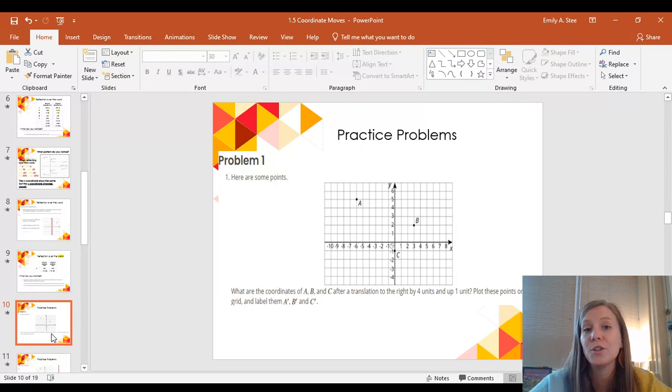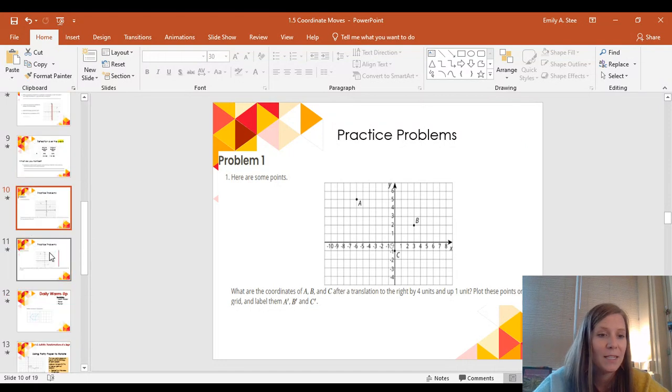Here are your two practice activities that you are going to do by yourself today. When you are ready for these, please raise your hand and Mrs. Stee will bring you the practice problems. Practice problem 1 will be, you have 3 points, A, B, and C, and you are going to translate or slide them. Looks like you're going to slide them to the right 4 and up 1 unit. And you are going to plot the images A prime, B prime, and C prime.